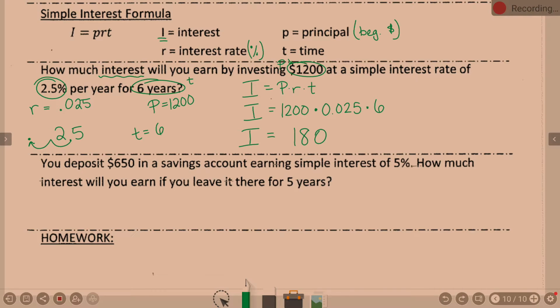180 what? Percent? No. Interest. Which form is interest in? Money. So it is dollars. In other words, if you put $1,200 in an account and leave it for 6 years at a simple interest rate of 2.5%, you're going to earn $180. That's not very much over the course of 6 years, but that's also a low percentage rate.